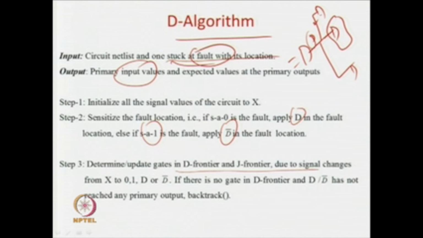Similarly, if this fault has to be propagated, so maybe you get D at the output, then what are the other values of the inputs that need to be applied, so that the fault effect can be propagated to the D frontier? That means you have to determine these values. So, they will become your J frontier.